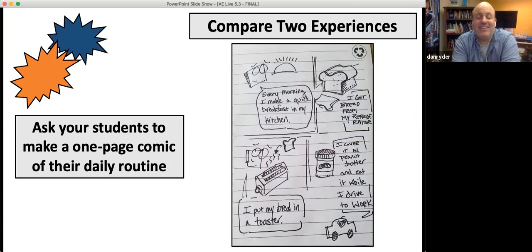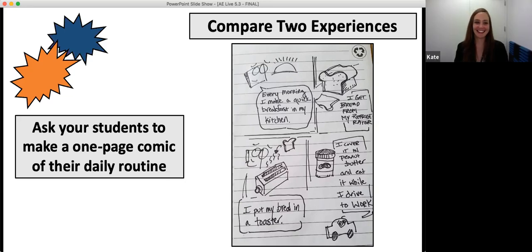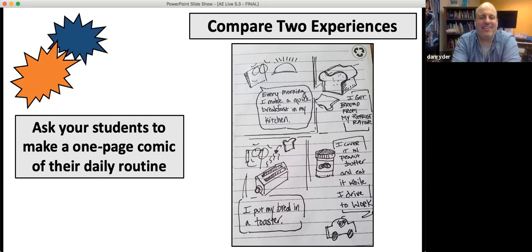I drew a one-page comic about my breakfast, which is: I make breakfast in my kitchen. I get my bread out of my refrigerator so it lasts longer. I put two slices of bread into my toaster. I cover it in peanut butter and I drive. I eat it while I drive to work. And that's what I do for breakfast every morning, right?